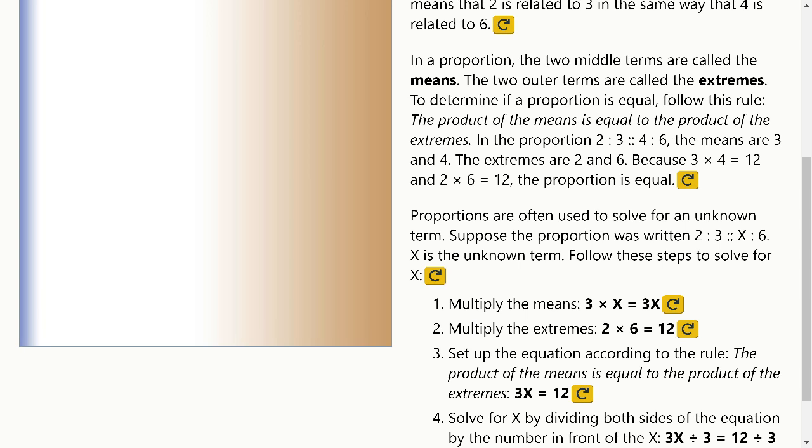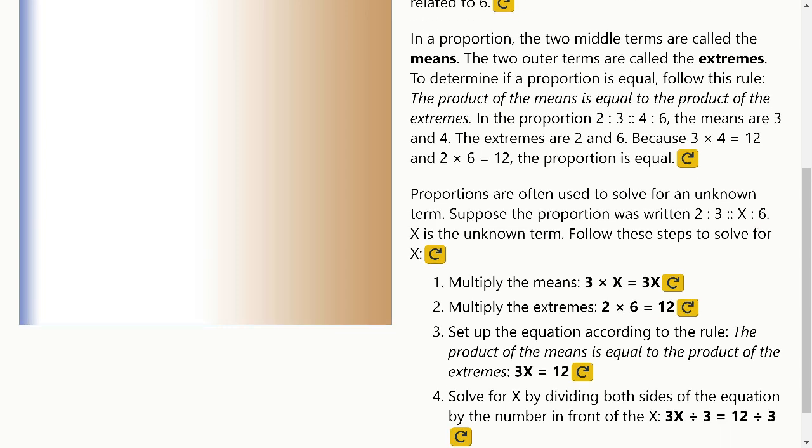Proportions are often used to solve for an unknown term. Suppose a proportion was written 2 to 3 to x to 6. X is the unknown term. So you'll follow these steps to solve for x. You'll multiply the means, so that's 3 times x. So you know your means are in the middle here. And then you'll multiply your extremes, which is 2 times 6, which equals 12.